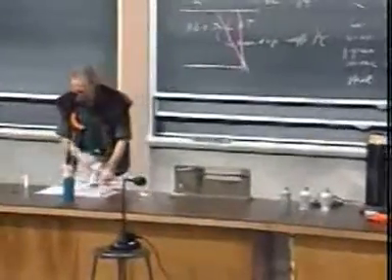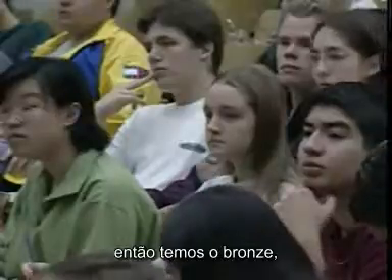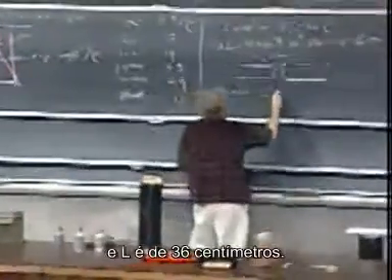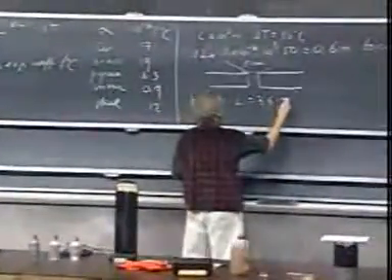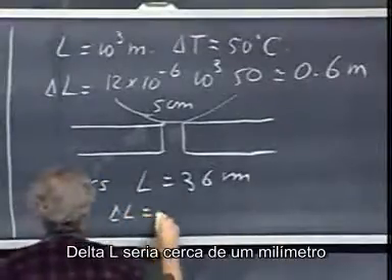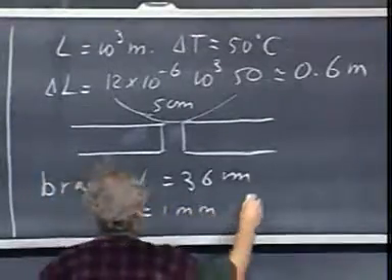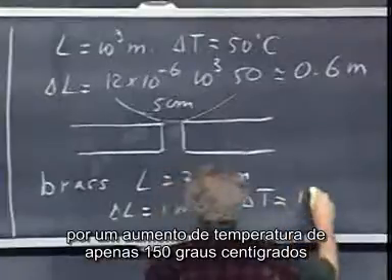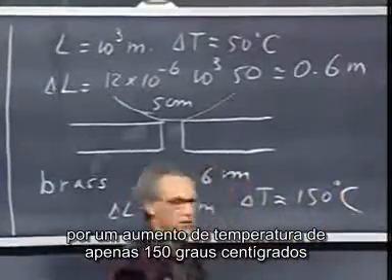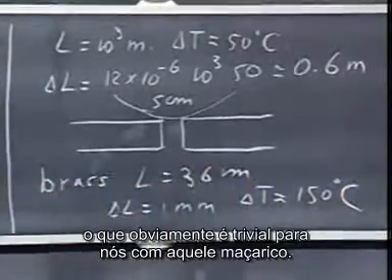There it goes. Doesn't take very much. So we have brass, and L is 36 centimeters. Delta L would be about 1 millimeter for a temperature increase of only 150 degrees centigrade, which of course is trivial for us with that blowtorch.